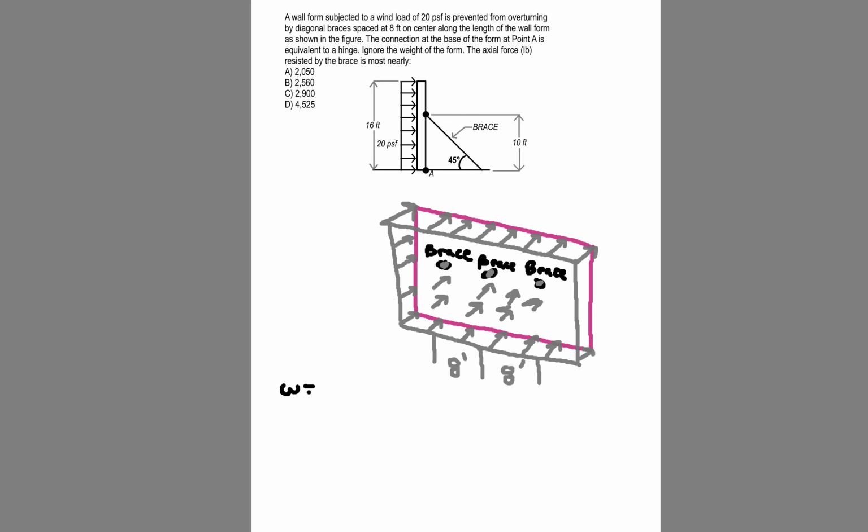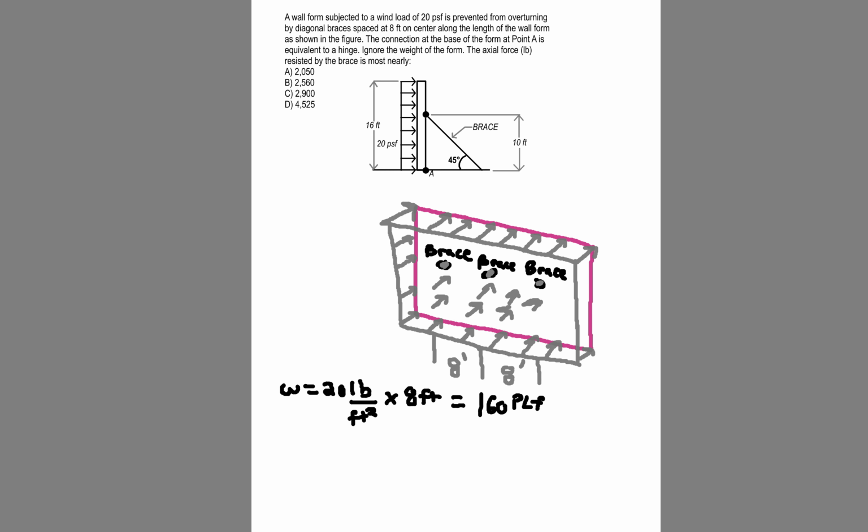W is equal to 20 pounds per foot squared times the tributary width of 8 feet is equal to 160 PLF.